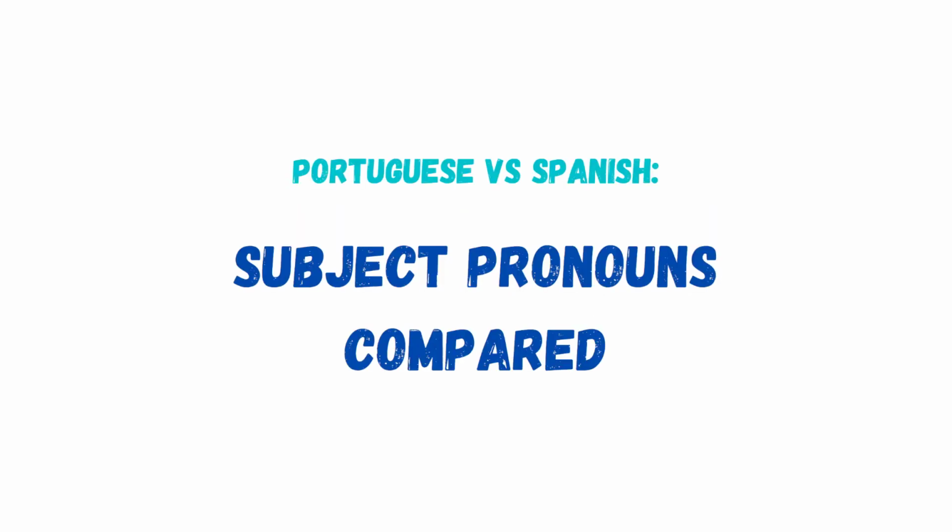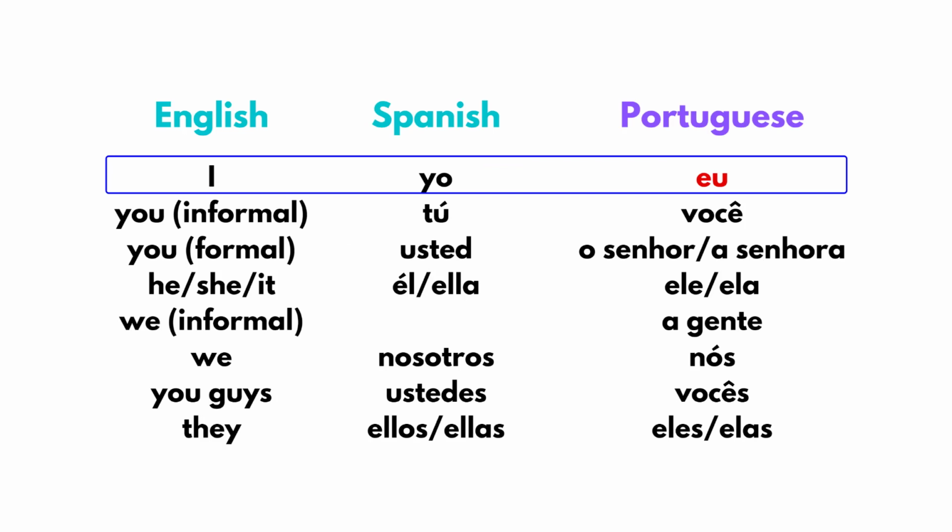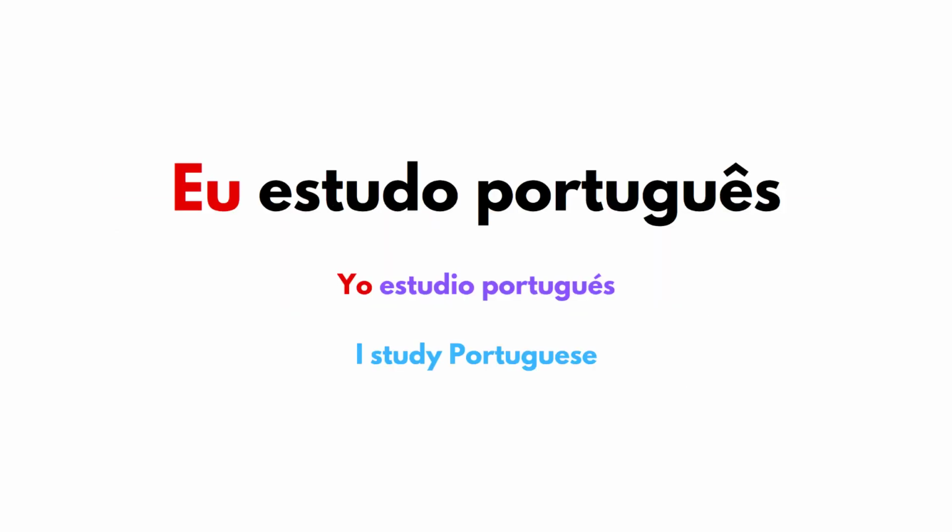In this video, I'll be going over the subject pronouns in Brazilian Portuguese, as well as comparing and contrasting their uses to Spanish. So first of all, we have eu, which is I or yo in Spanish. For example, I study Portuguese is eu estudo português, which is like yo estudio portugués in Spanish.